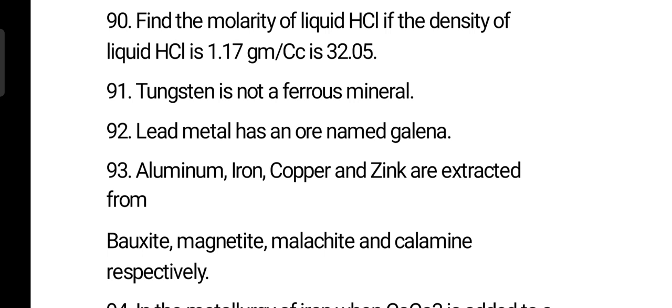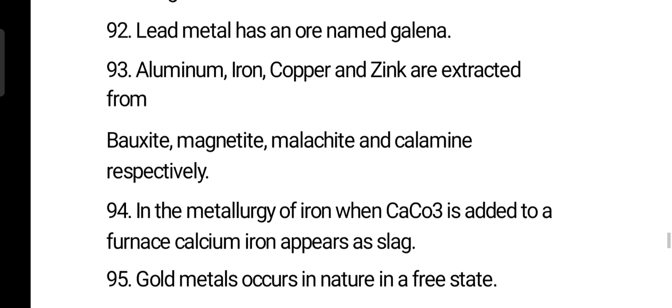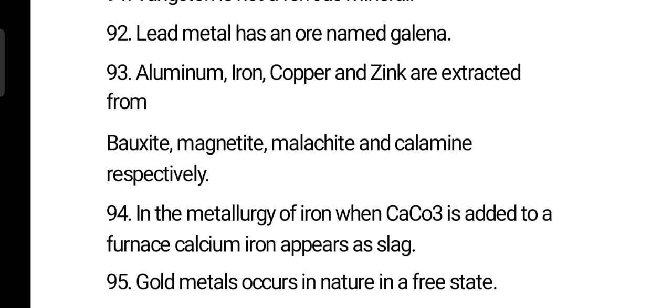Tungsten is not a ferrous mineral. Lead metal has an ore named galena. Aluminium, iron, copper and zinc are extracted from bauxite, magnetite, malachite and calamine respectively.